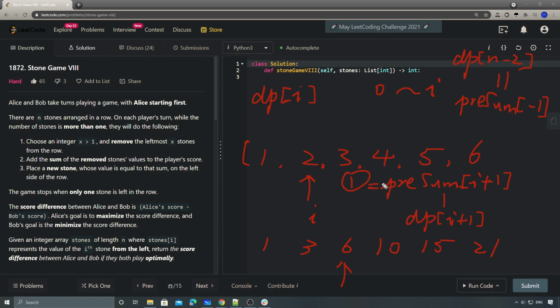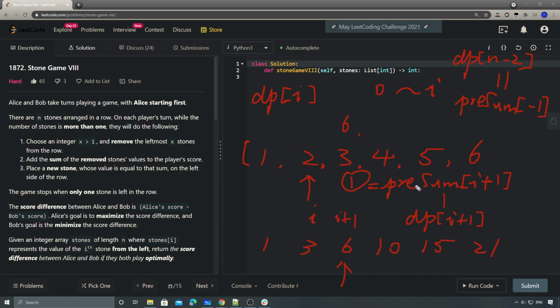After taking the next two numbers, which is 6, right? And so first we're getting this presum here, right? And how about dp I minus 1? Why this dp I minus 1? Because after taking this 2 3 away here, we're going to put 6 back, right? And this is I plus 1.